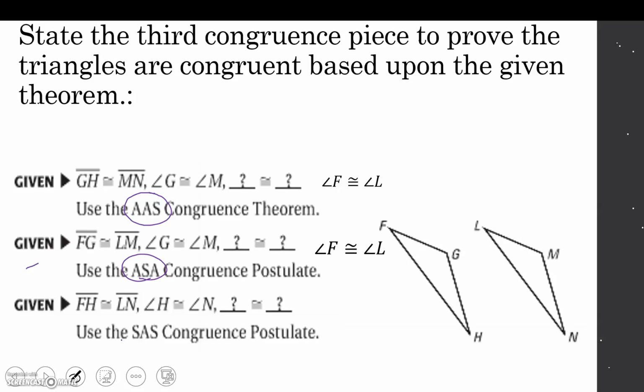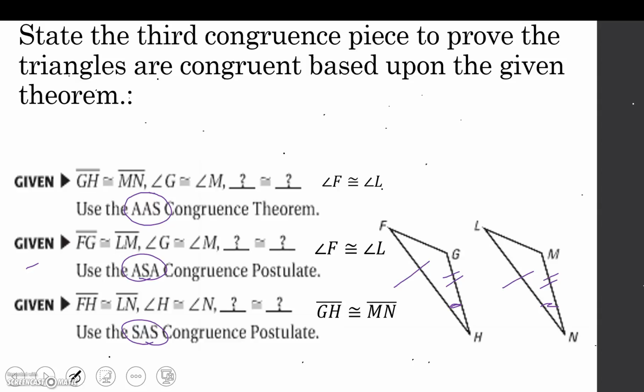All right, last but not least, I have FH, so this guy is congruent to LN. And then I'm listing that angle H is congruent to angle N. And what I want to do is side, angle, side. And so in this case, I need a second side there. Right now I have it with GH and MN, and that makes it side, angle, side there. Okay, so that's how those problems are going to work. All right, go ahead and hit the pause button and get working on your stuff.